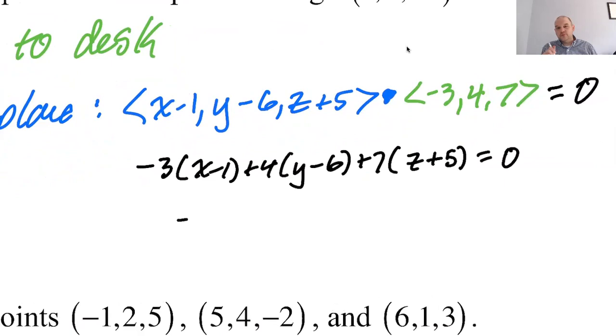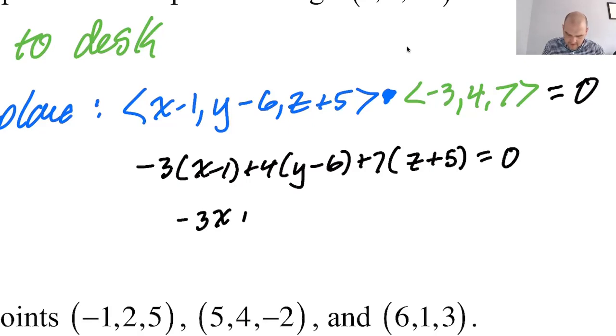This is called point normal form. And it's a lot like point slope form of a line, right? Like you can look at it and see the vector -3, 4, 7 in the coefficients. You can see the point 1, 6, -5. So it's a lot like point slope form, which is in my brain how I think about it.